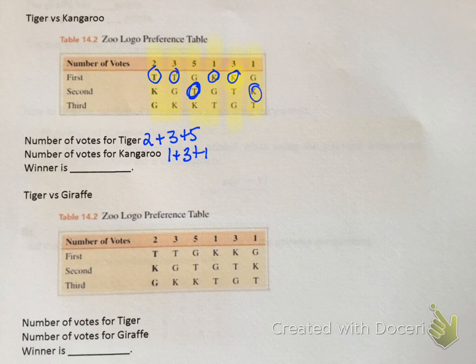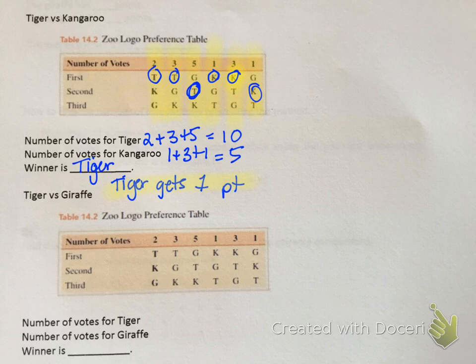So now we have to just tally it. So 2 plus 3 is 5. 5 and 5 is 10. So Tiger has 10 votes. 1 plus 3 is 4. 4 plus 1 is 5. So Kangaroo has 5 votes. The winner is Tiger. So Tiger picks up 1 point. Okay, so let me highlight that because we have to tally these up at the end.